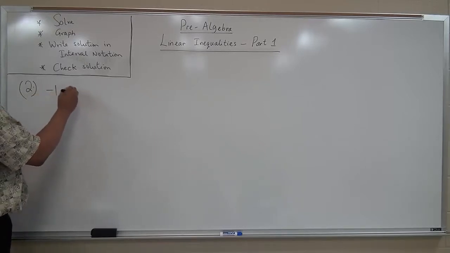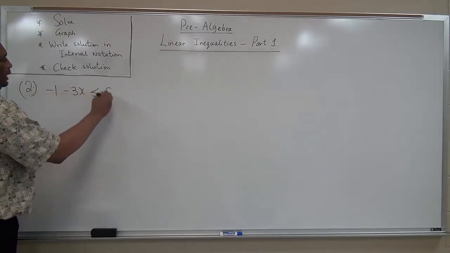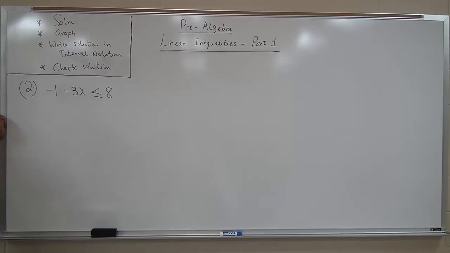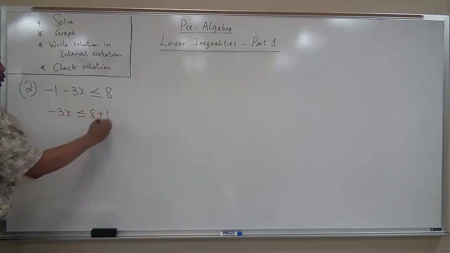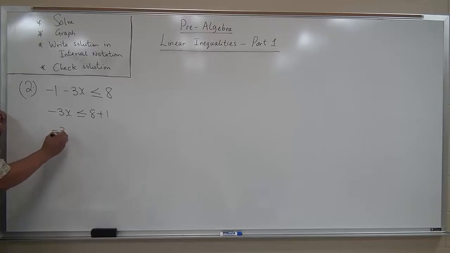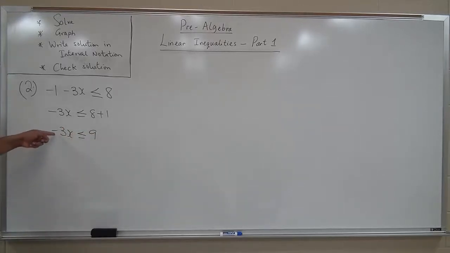Question 2. Negative 1 minus 3x is less than or equal to 8. So here, as usual, we'll transfer this. This will be negative 3x less than or equal to 8 plus 1. So negative 3x is less than or equal to 9. And then I will have to divide both sides by negative 3.